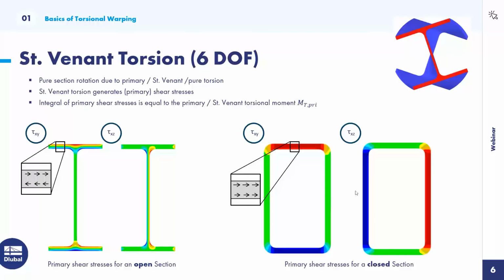For closed sections, here one example on the right side, a rectangular hollow section, the shear stresses are almost constant over the thickness, which means that the shear resultant of a section part has a large lever arm on the shear center. Also, the shear stresses are oriented in the same rotational direction, and as a result, the primary torsional shear stresses are usually much smaller in closed sections compared to open sections when applying a similar torsional load. The integral of the primary shear stresses is equal to the primary torsional moment, Mt,pri.